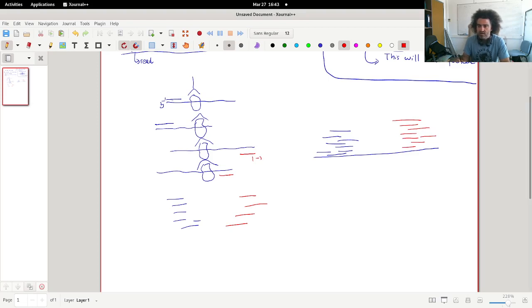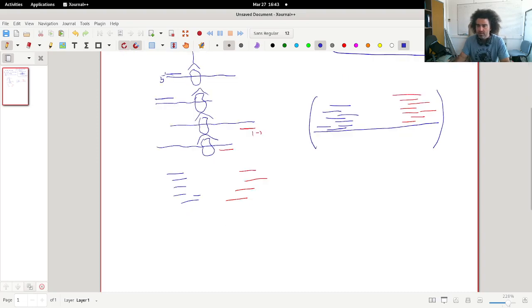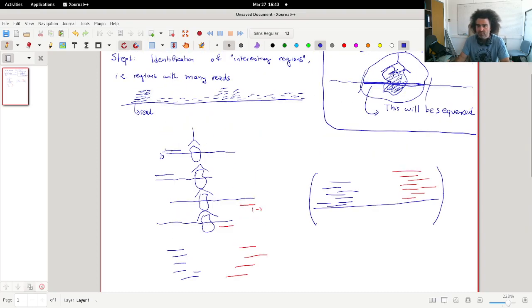So a real target of the protein is flanked by a lot of reads on one side and a lot of reads on the other side. So there is a whole region here, like this region, that contains many reads actually. Okay, let's now see how to identify these peaks.